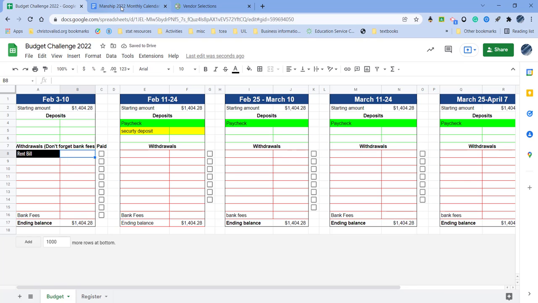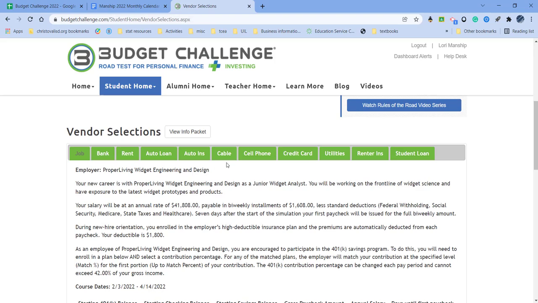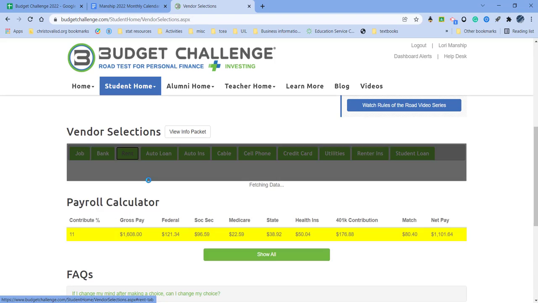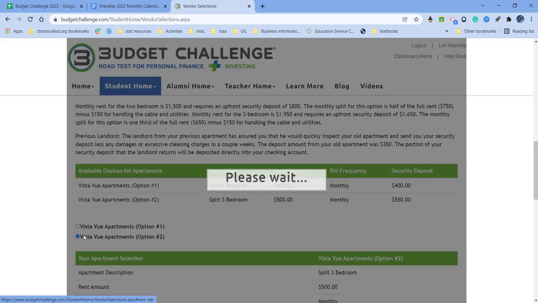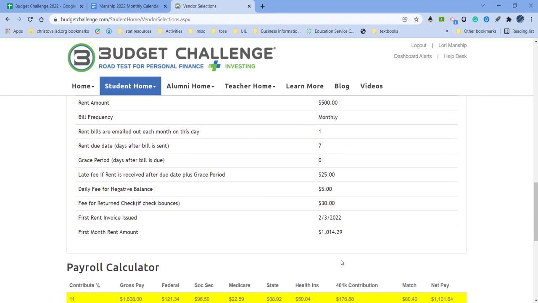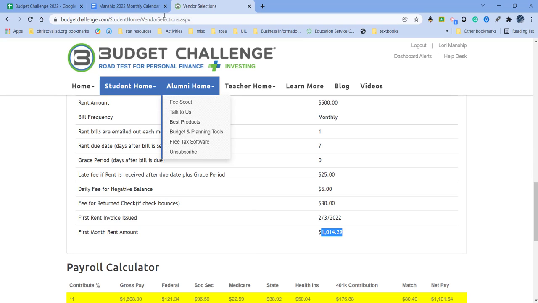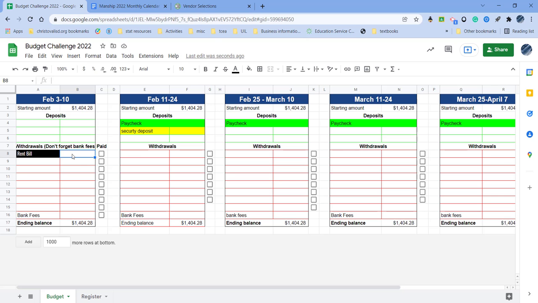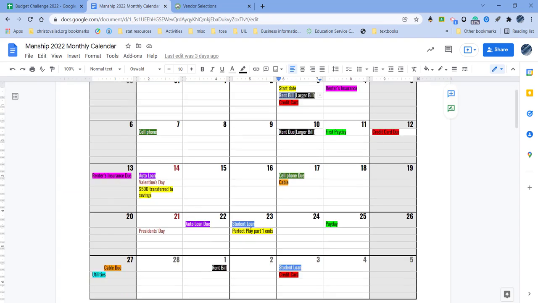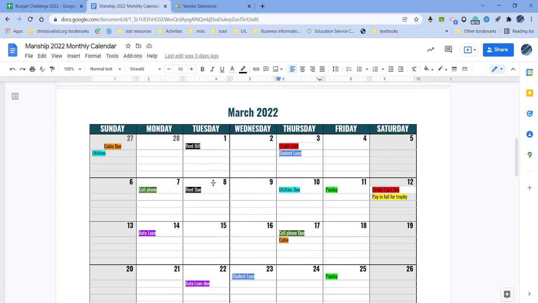Then I need to look up and see how much my rent is, because remember, this is a different amount of rent for this first one. So if you got the 3-bedroom apartment, that means your first rent is $1,014.29. And it is due between the 1st and the 8th, excuse me as I flip around calendars, every single pay period.